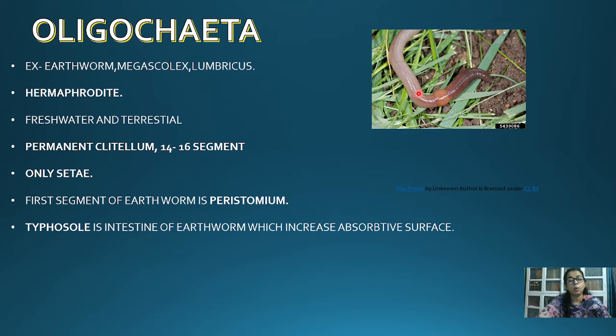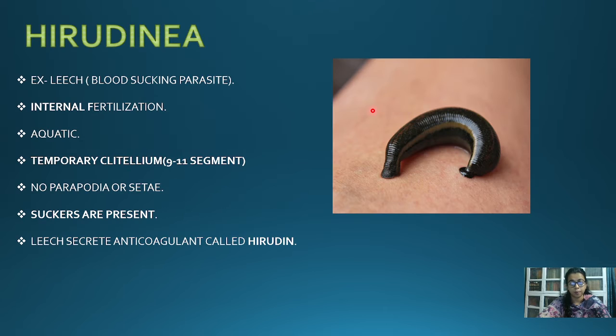Here only setae are present, parapodia are absent. The first segment of the earthworm is known as the peristomium. If you see the diagram, this first segment is the peristomium, and this is asked a number of times in exams. And the typhlosole is the intestinal region of the earthworm, which is responsible for absorption.